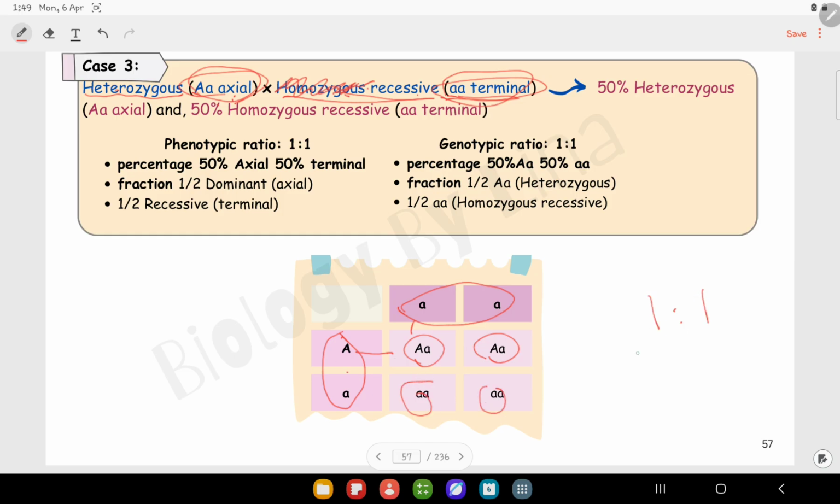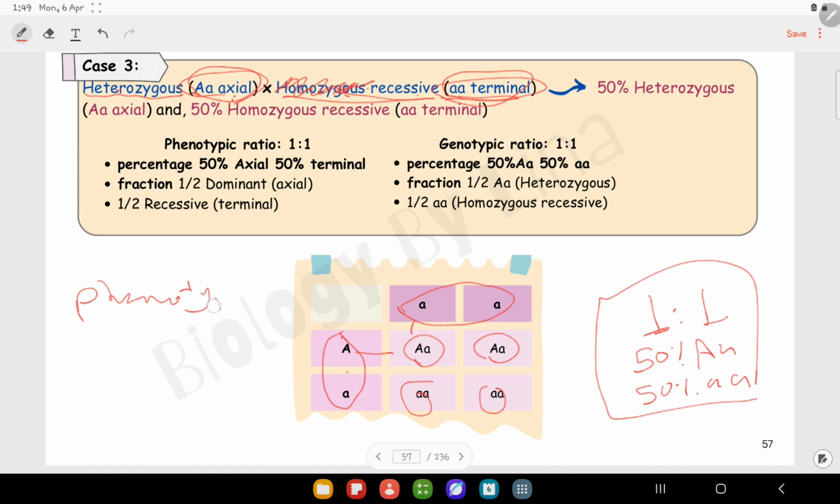So we can say that 50% will be a capital A and 50% will be a small a. This is for the genotypic ratio, or we can say 1 to 1. What about the phenotypic ratio? For the phenotypic ratio, we will focus on the appearance. This one is axial, this one is axial, and these are terminal. So two of them are axial flowers, and two of them are terminal. So we can say 1 to 1 also.